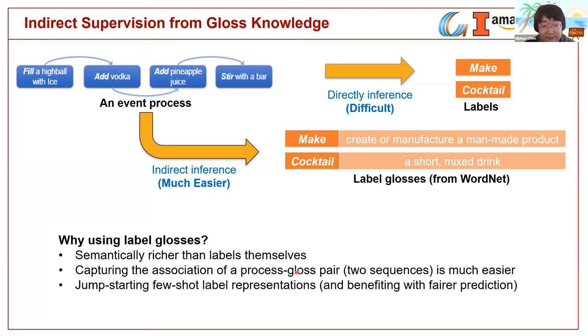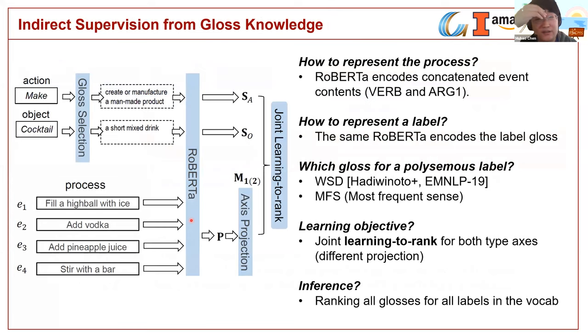And this is the overall architecture of this P2GT framework. In training, we use a RoBERTa language model to encode a sequence of events, and we also use the same language model to encode the gloss of the label. To select the right gloss for a polysemous label, for example, a label about work or make, or a label about bank, which have different meanings, we also incorporate a pre-trained word sense disambiguation model.